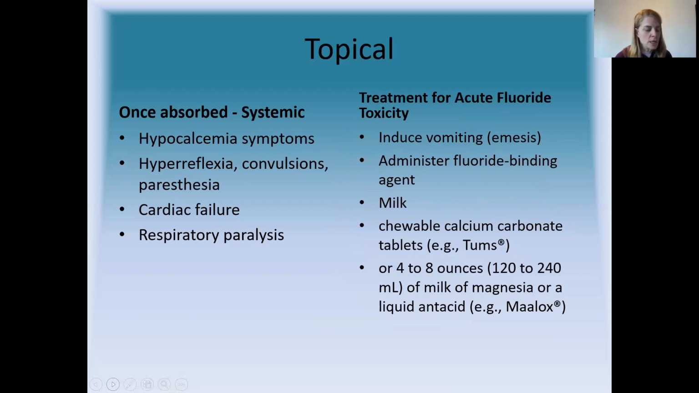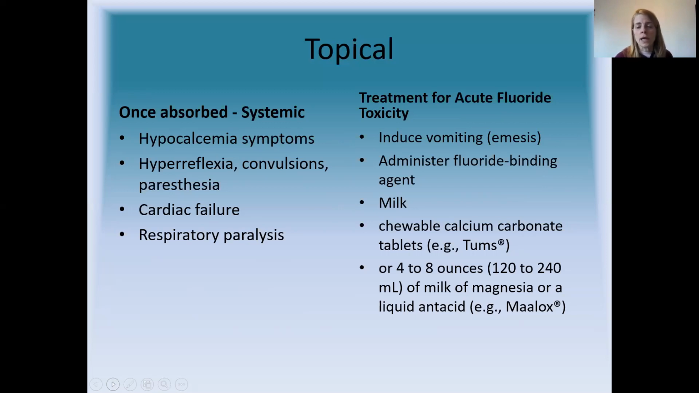Once absorbed, I think about the 3 C's. If we were in class, I would write down 3 C's. The C's are coma, convulsion, cardiac arrhythmias. The calcium binds fluoride, causing nausea, stomach pain, increased thirst, and salivation. That's the initial. But then the 3 C's can take a person on a systemic level to coma, convulsion, or cardiac arrhythmias, cardiac failure, respiratory paralysis.